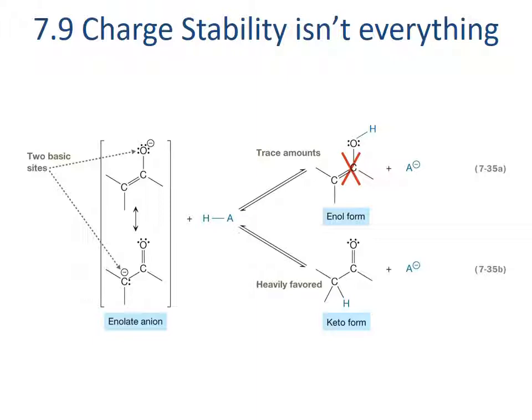We talk a lot about charge stabilization, but sometimes the less stable structure is actually the one that dictates product formation, especially in situations where equilibrium is at play. Of the 2 resonance structures for the enolate that are shown on the left, the top has the negative charge on the oxygen, which is much more stable. However, the bottom product, the keto form, has an overall greater stabilization from its bonding pattern and is greatly favored.